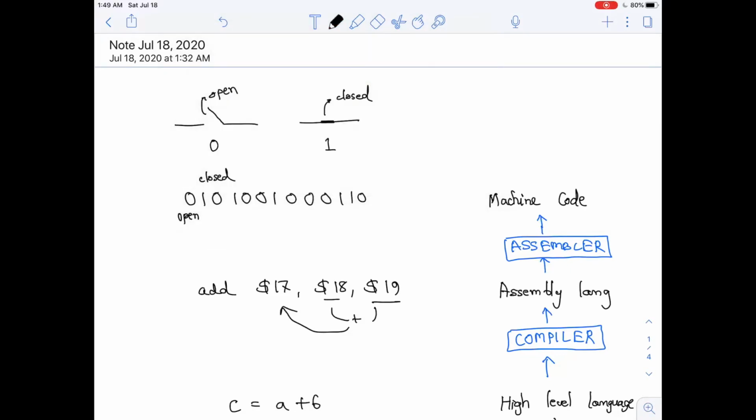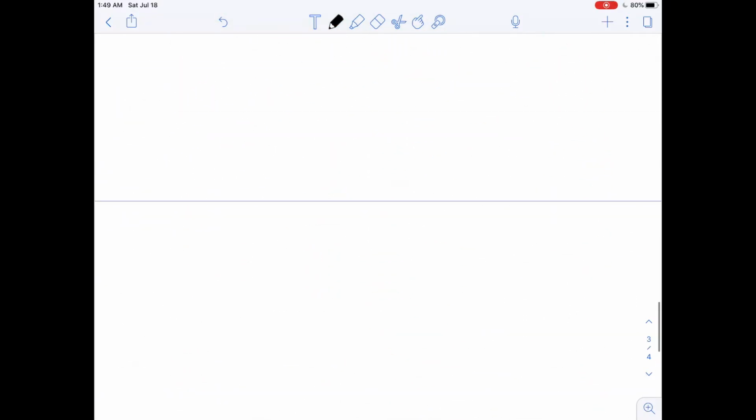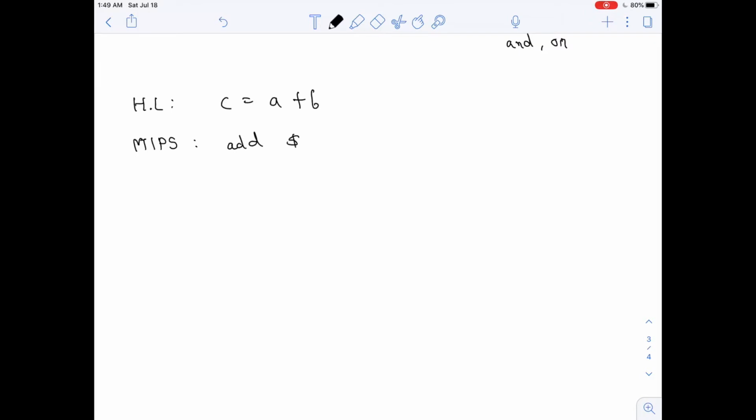Okay, so now I'm going to talk about a MIPS instruction to add two numbers. In your C or high level programming language, suppose you want to add two numbers that are in the variables a and b, you'd write something like this in your high level language. Well, in MIPS, an equivalent code for this operation would be something like this: add $17, $18, and $19.